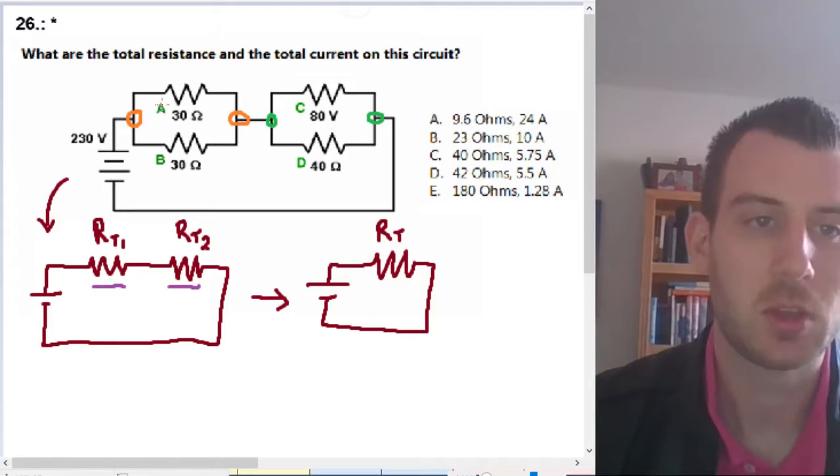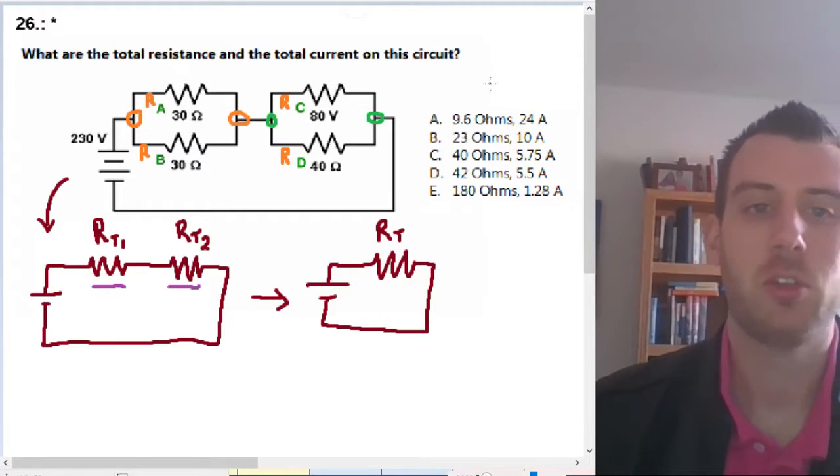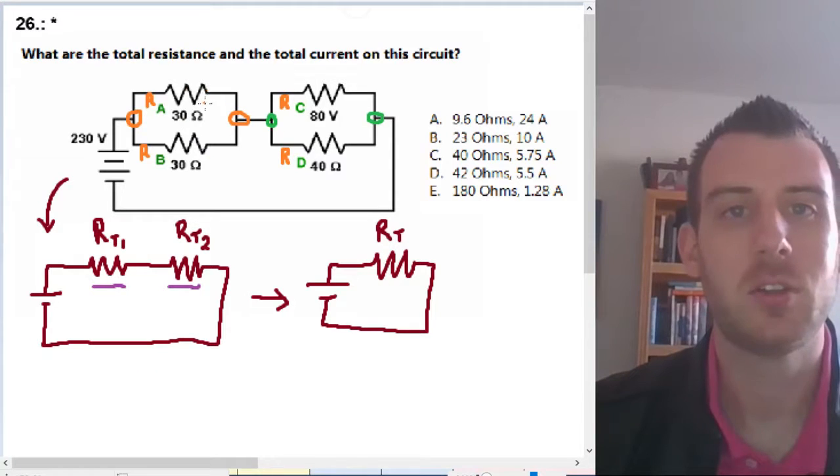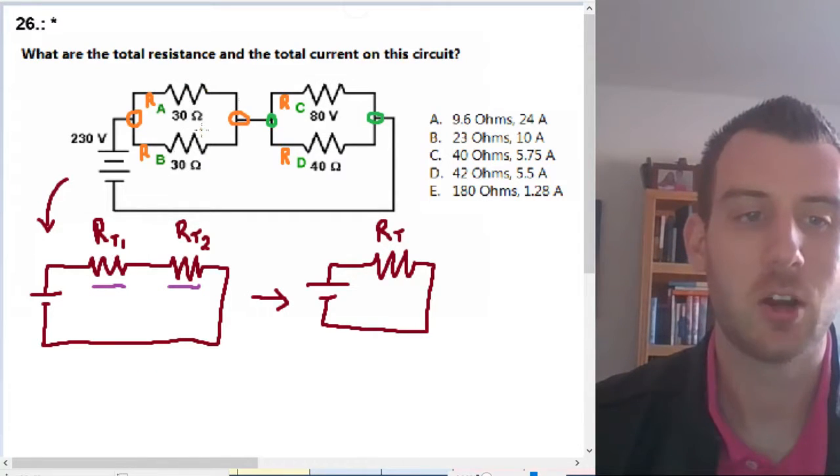Looks like this is already labeled as A, so in my math I'm going to call this resistor A, and I'm going to call this one resistor B. This is going to be resistor C and resistor D. So what does the math look like? Well, if we first want to look at the parallel configuration and squish it together to get R total 1, then let's start to write that.